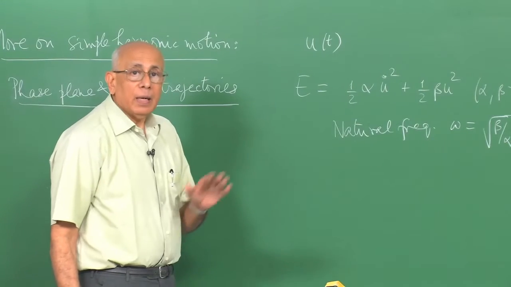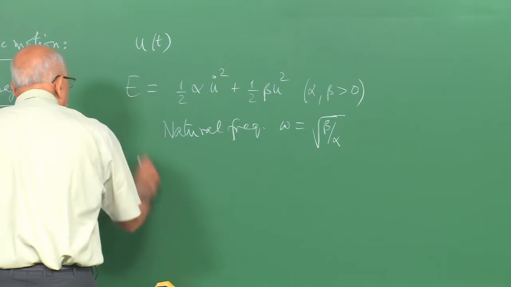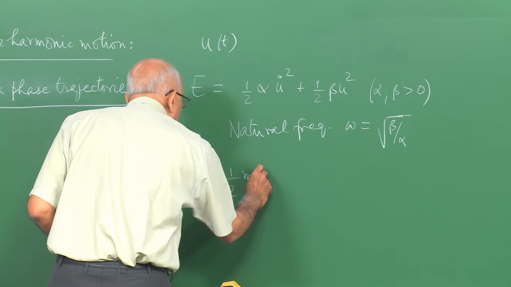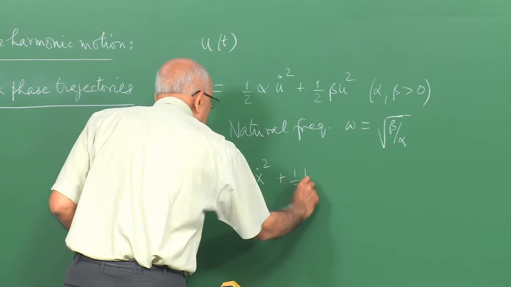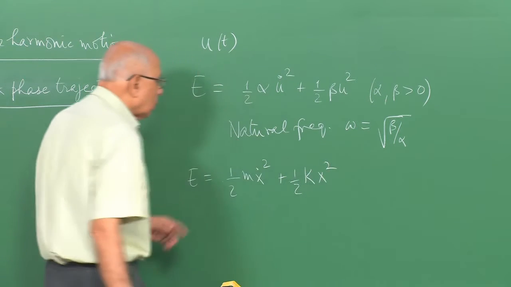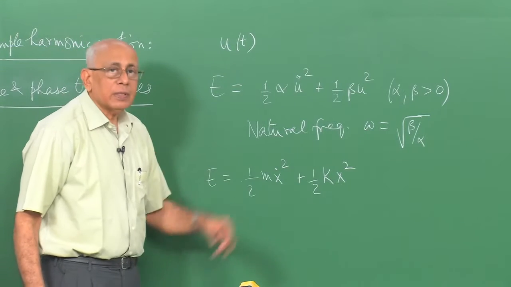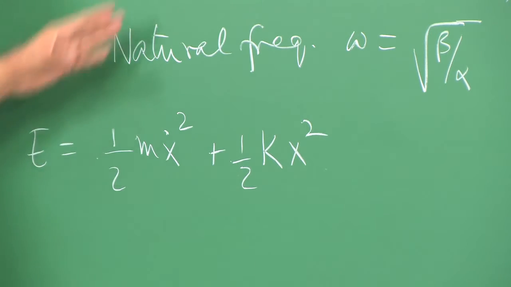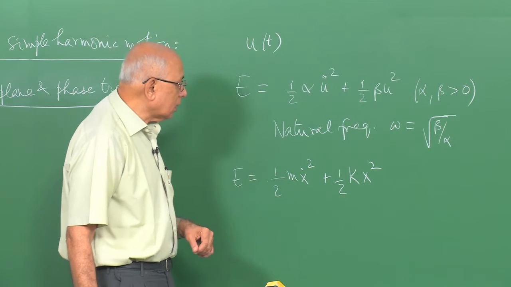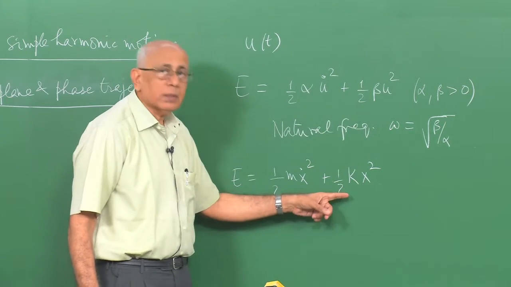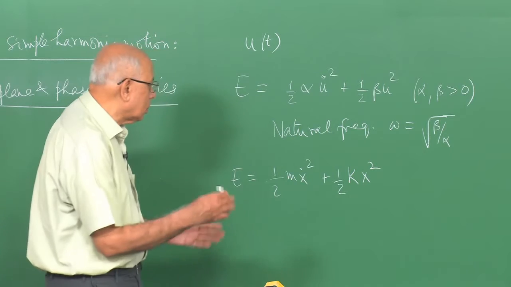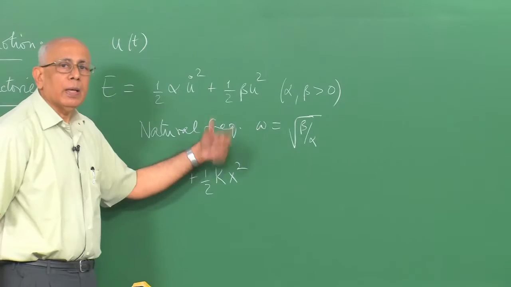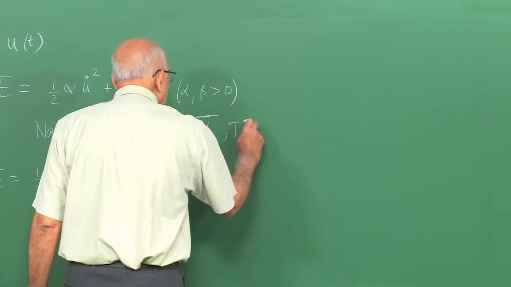In the case of the spring and mass system, we saw that the energy in that case was E equal to 1/2 m x dot squared plus 1/2 spring constant times x squared. So in that particular problem, x had the physical meaning of a displacement from some center of oscillation, and the coefficient alpha was just the mass of the oscillator and the coefficient beta was the spring constant here, and the ratio of these two gave you the square of the natural frequency. The time period is of course 2 pi over omega.